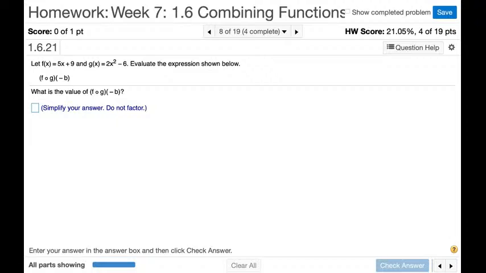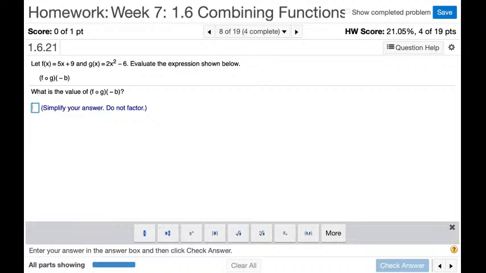F of g of -b. So we're going to take f. We're going to replace each x with a blank set of parentheses, plus 9. And then into the blank parentheses goes g, which is 2, but instead of x, we're going to do -b squared minus 6. Okay, then we need to simplify.